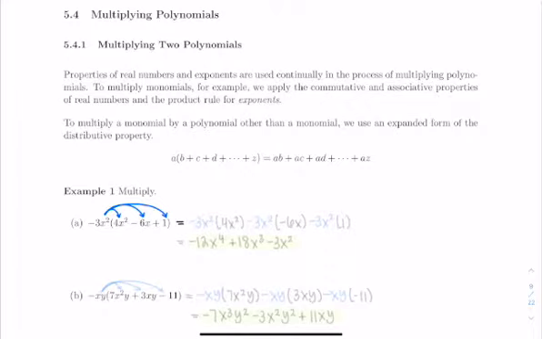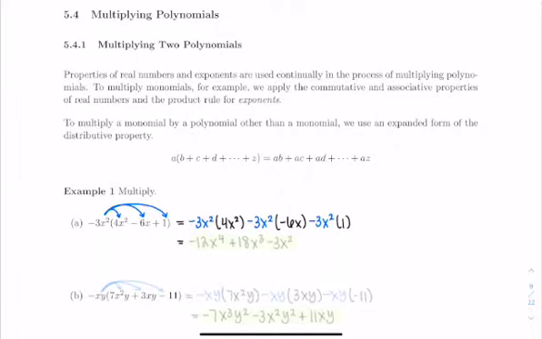And so negative 3x squared times 4x squared, negative 3x squared times negative 6x, and negative 3x squared times 1. So we want to multiply the numbers together, and then we are going to add the exponents on our x's.